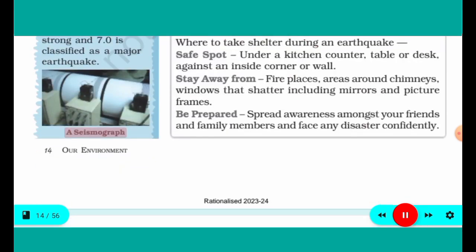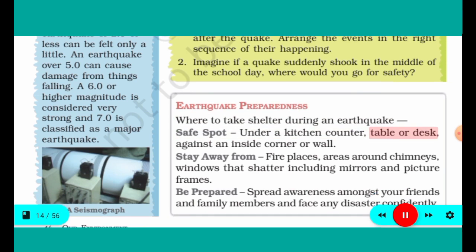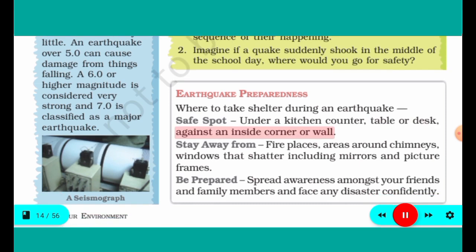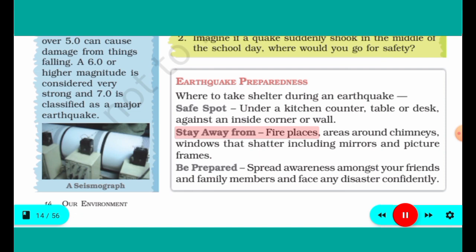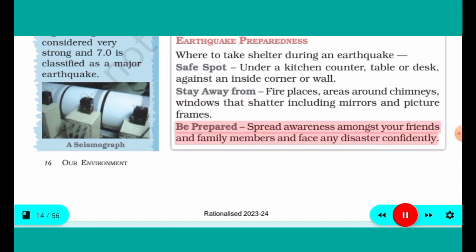A seismograph. Earthquake preparedness: where to take shelter during an earthquake. Safe spots: under a kitchen counter, table or desk, against an inside corner or wall. Stay away from fireplaces, areas around chimneys, and windows that shatter, including mirrors and picture frames. Be prepared. Spread awareness amongst your friends and family members and face any disaster confidently.